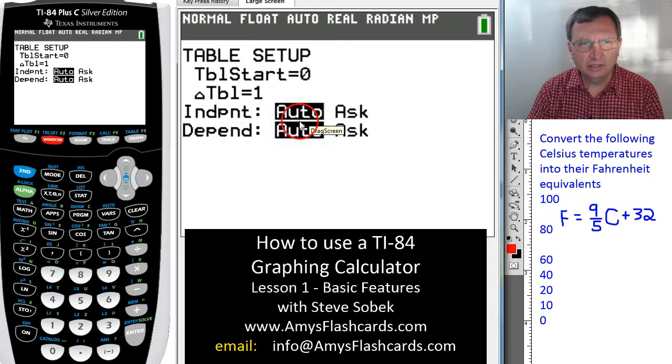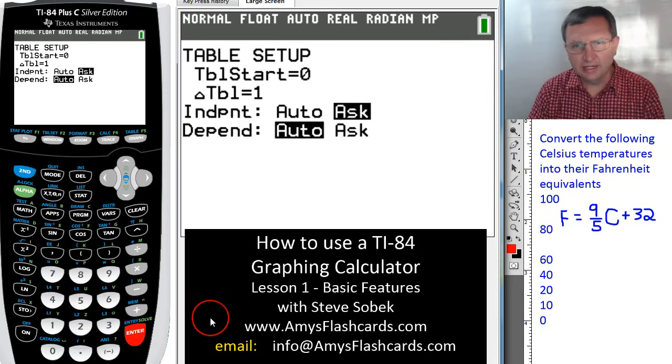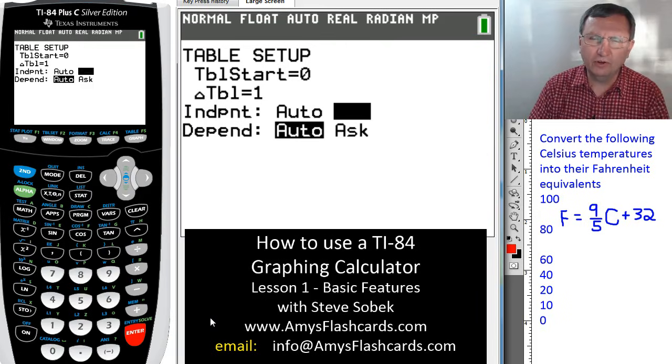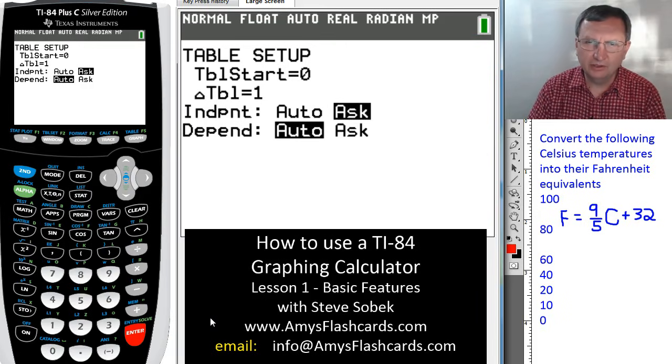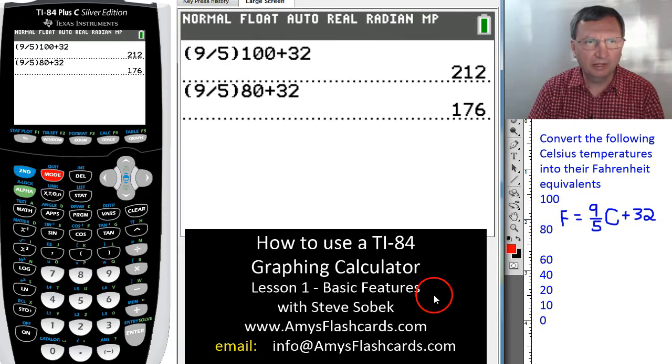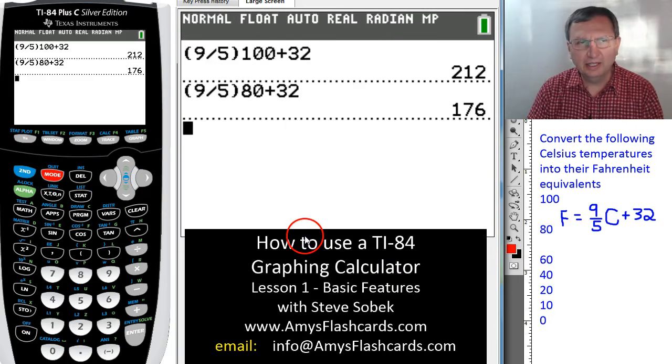But we're going to just use our arrows to get down to here. Hit the right arrow key to highlight ask. And in the ask mode, then you could type in any value you want for X, which is your Celsius temperature, and it will convert that for you. So we've changed that into the ask mode. Second quit, we're back at the home screen again. And now to get into the table is right above the graph button. Okay. Oh, by the way, all these graphing buttons, we have other videos for showing you how to graph.